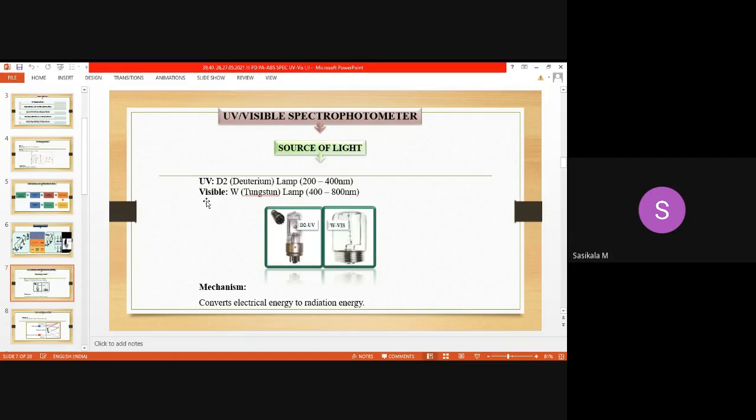So UV radiation will have higher energy than visible radiation. Sigma electrons will absorb below this 200 nanometer. That means sigma electrons require more energy for their activation. That's why they absorb between 100 and 200 nanometer, below the UV region. That region is called the vacuum UV region. So in the vacuum UV region, only sigma electrons will absorb.